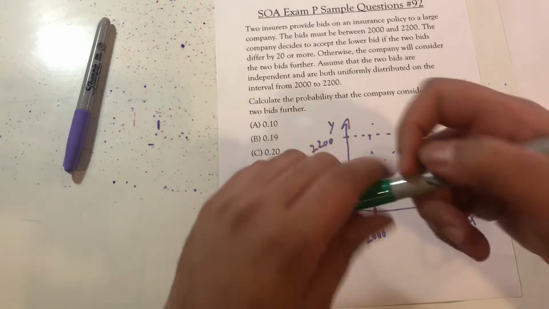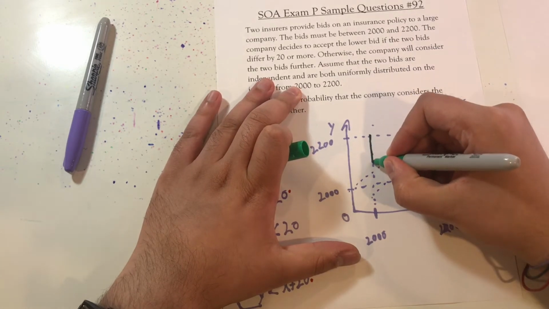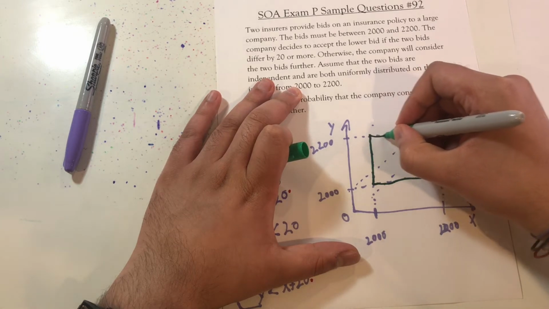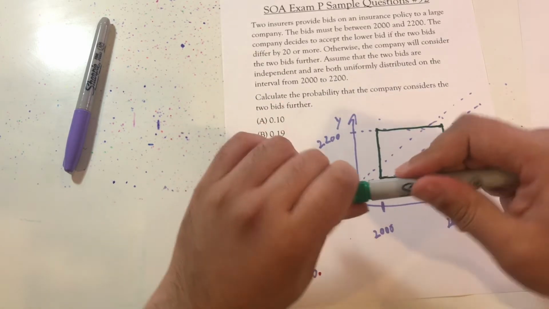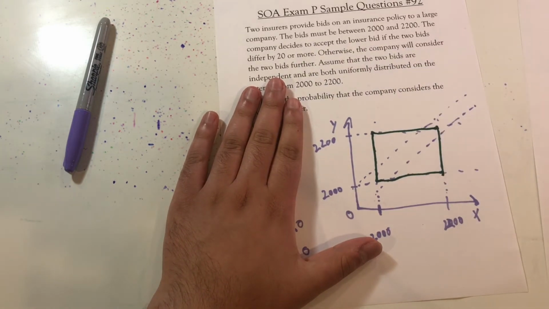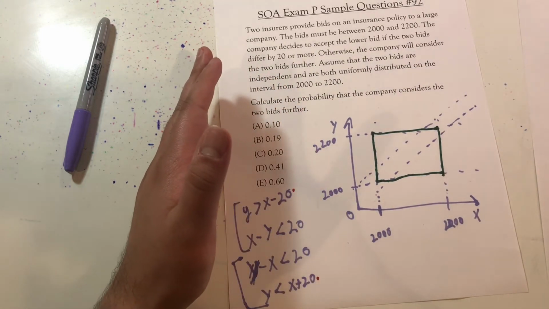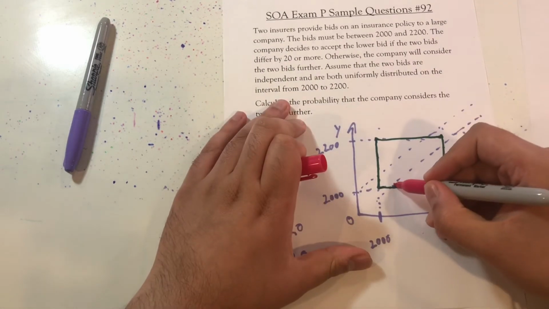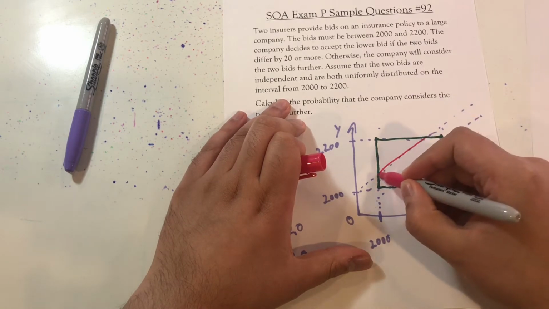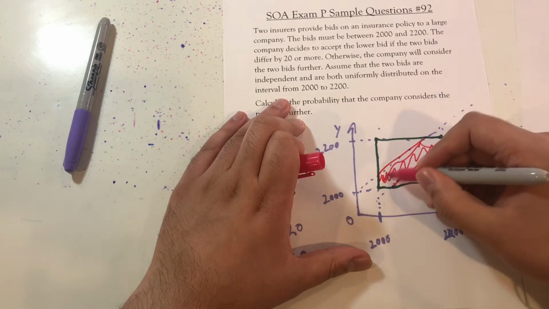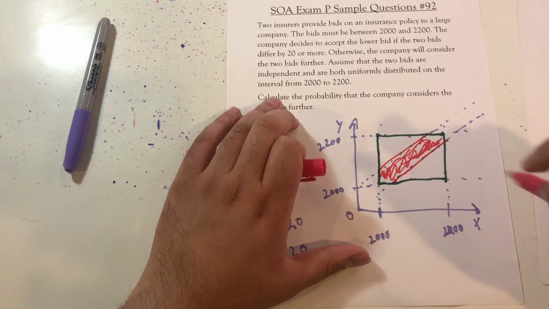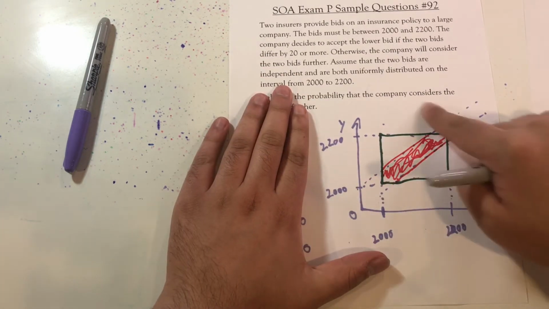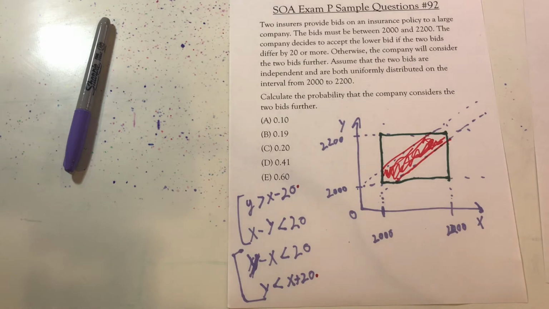I'm going to use some other colors to more define the shape, because we're now dealing with a geometry problem. And again, we're going to want to do this anytime we're dealing with joint uniform distributions. We have an equal likelihood of ending up anywhere in this square. The probability of considering the bids further exists in between these two lines, which I'll draw out here and here. So all we need to do is find the area of this red section and divide by the area of the full square. Basic geometry.